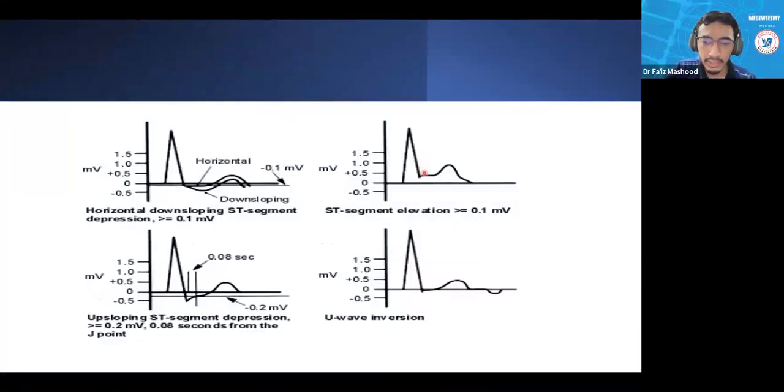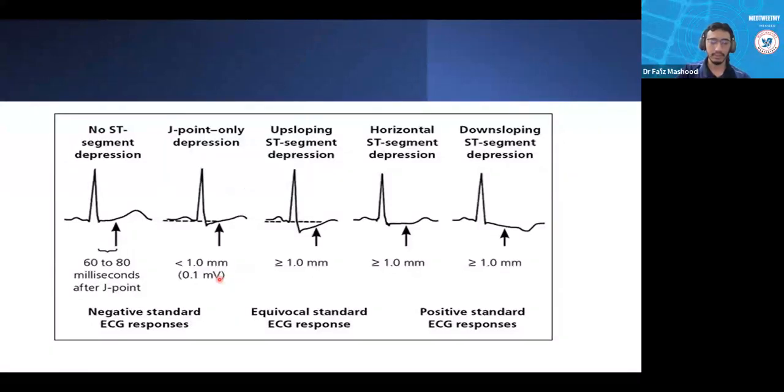So, all right, ST elevation is not an issue. U wave inversion also not an issue. So now we are talking about down-sloping ST segment depression. This one is down-sloping, and this is up-sloping. So we talk about which is the significant type of ST depression for EST. There's a difference between up-sloping ST depression like this one and J point only depression, and how to differentiate that.